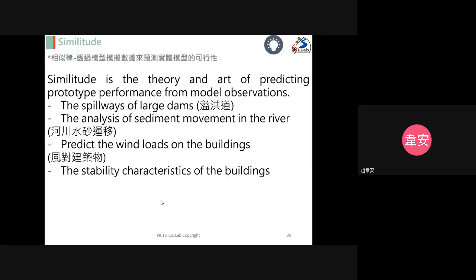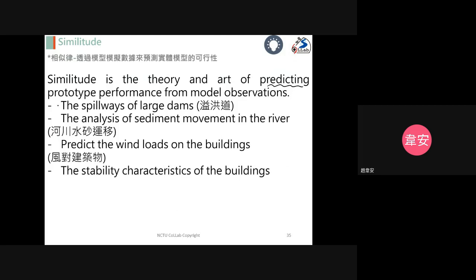So after we introduce the seven pi groups usually used in hydraulic problems, the slide showing here tells you that similitude is the theory and the art of predicting the prototype performance from the model observations.